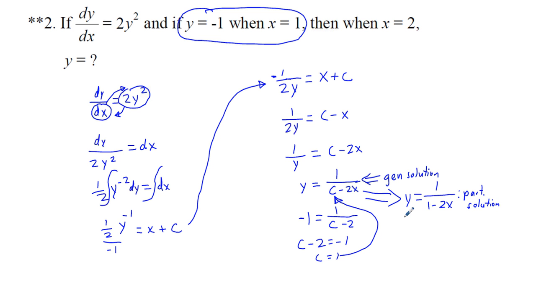Okay, next, it says then when x equals 2, y equals question mark. So now we're going to plug in 2. So we'll say y sub 2 is going to be 1 over 1 minus 2 times 2. So we'll have y sub 2 equals 1 over 1 minus 4. So we'll have negative 1/3. So that will be our answer here, using our general solution, particular solution, solving for c, and all that.